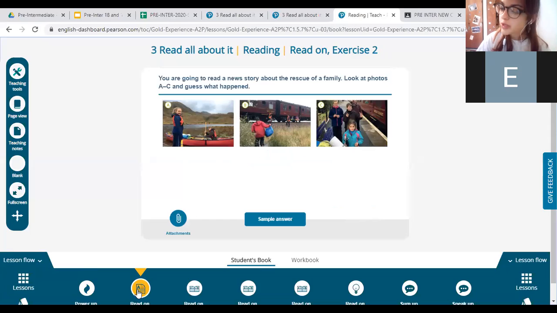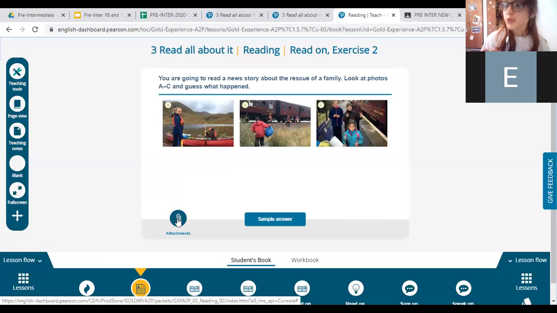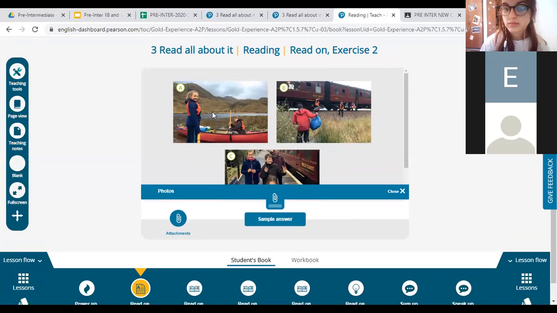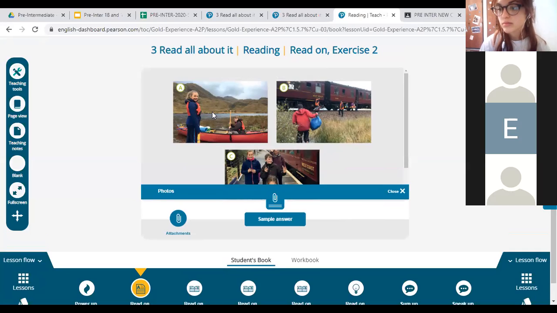It says read on. And here we have 3 pictures. We're going to be reading a piece of news, right? We're going to be reading a story about the rescue of a family. Take a look at the pictures. What is happening here? Two are going to sail. Yes, we can see a boat or a canoe, a girl and a boy. It looks like they're going to paddle.